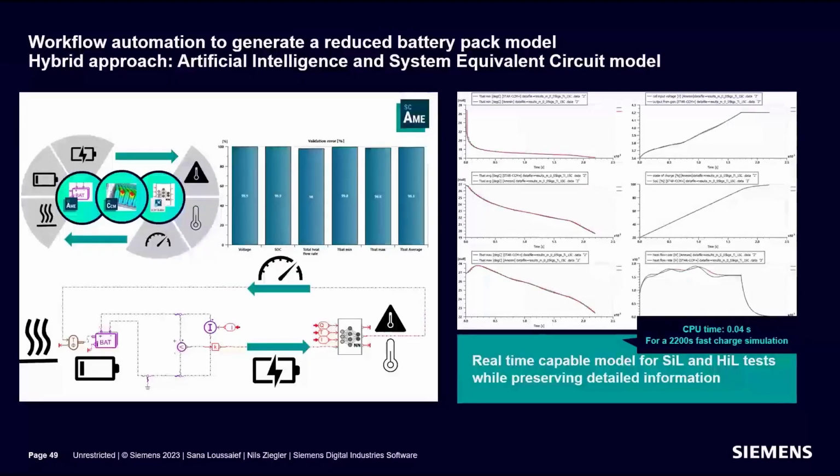Regarding the model fidelity, here is an overview of the validation error for all predicted results. And the average validation accuracy is 99.2%. On the other hand, the computation time is 0.04 seconds for a 2,200-second fast charge simulation. So this hybrid model is real-time capable for software in the loop and hardware in the loop tests, while preserving a very high accuracy.